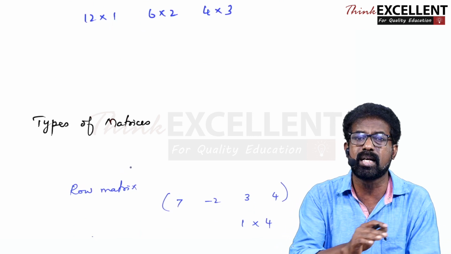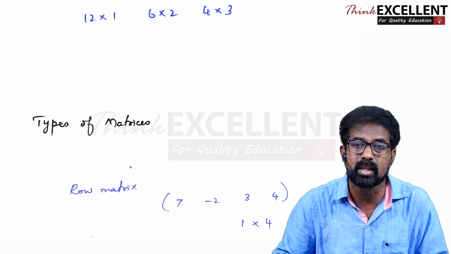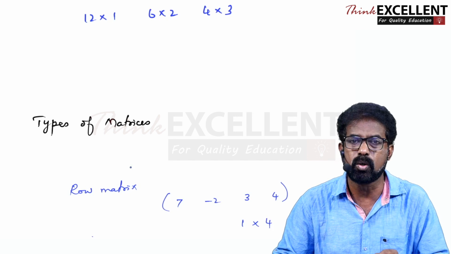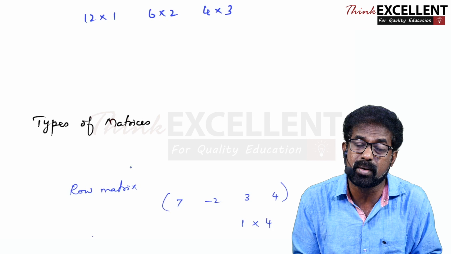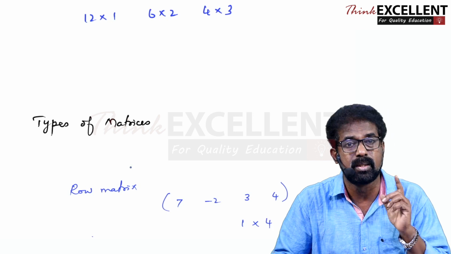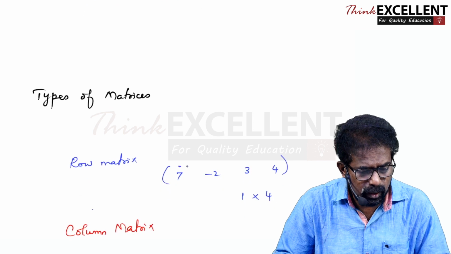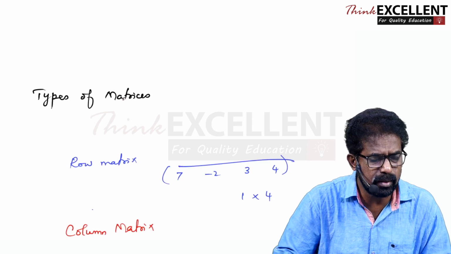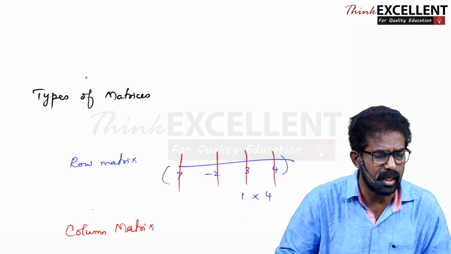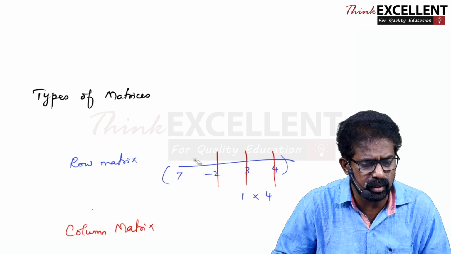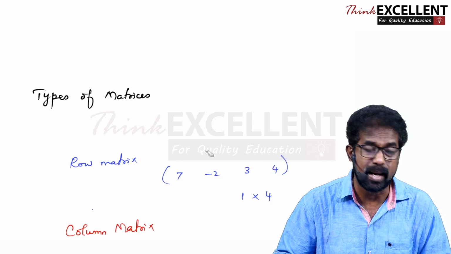Row matrix. If there is only one row, that matrix we call it as what? Row matrix. Number of columns, it can be any number of columns. Any number of columns can come, but if only one row comes, that we call it as what? Row matrix. See, there is only one row. But how many columns? 1, 2, 3, 4. That doesn't matter. Only one row comes, so it is a row matrix.